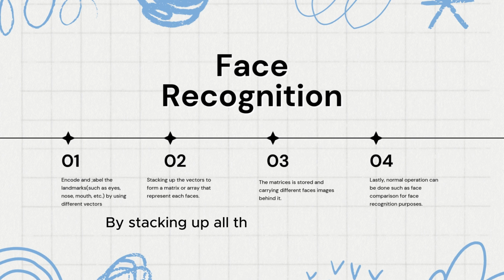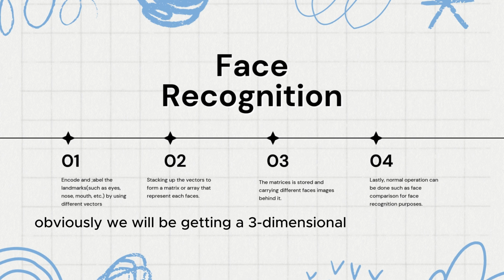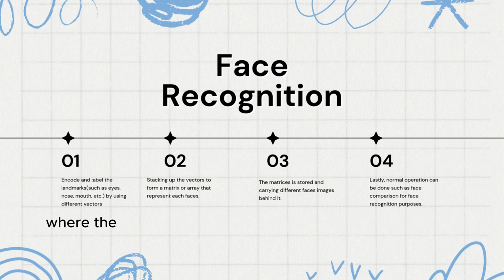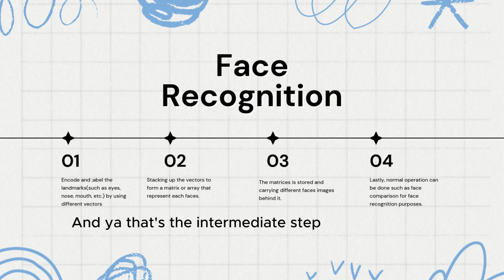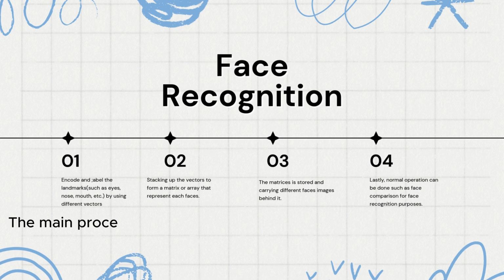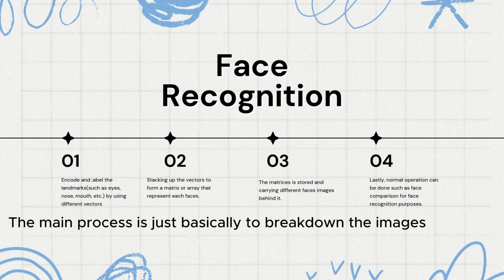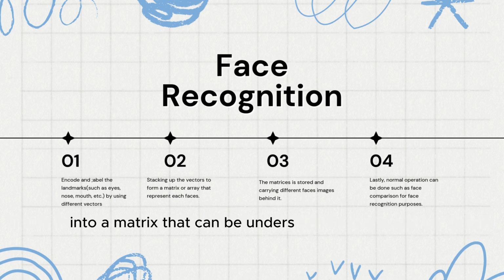By stacking up all these landmark vectors, obviously we will be getting a matrix in the end, where these matrices represent different persons' faces. And yeah, that's the intermediate step that is missing and causes confusion for most people on how linear systems relate to computer vision. The main process is basically to break down the images or videos into a matrix that can be understood by a computer by making use of vectors, and this is what we call image encoding.